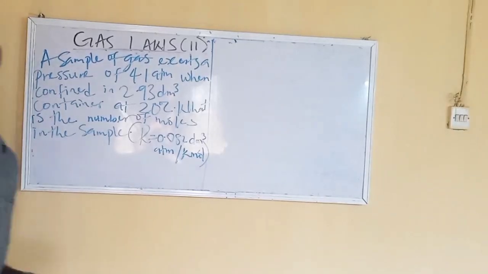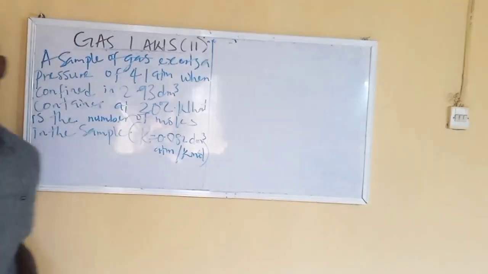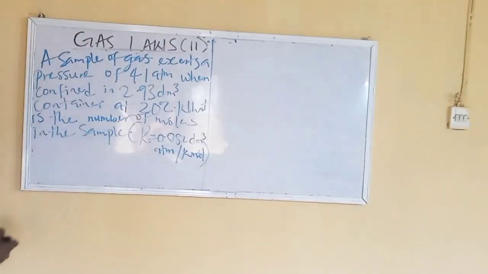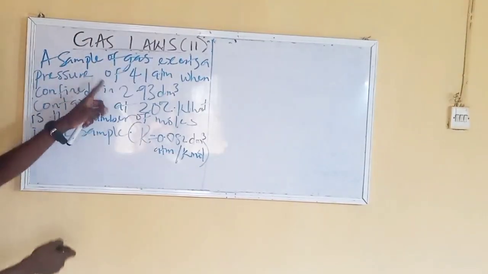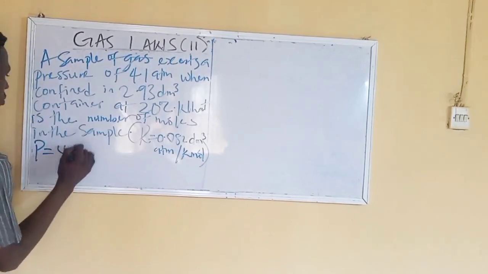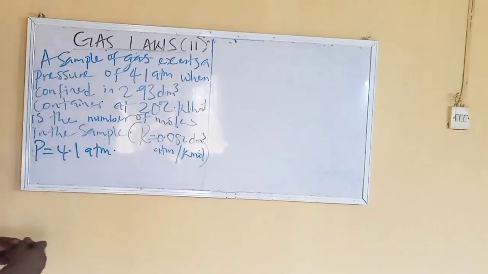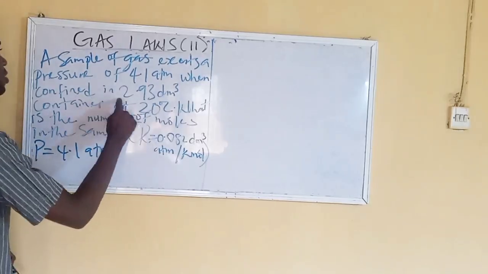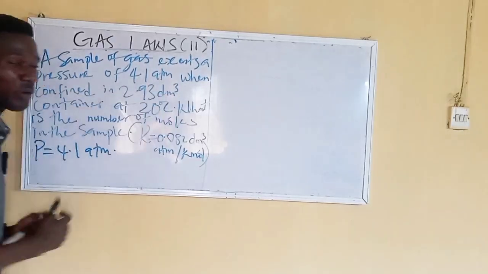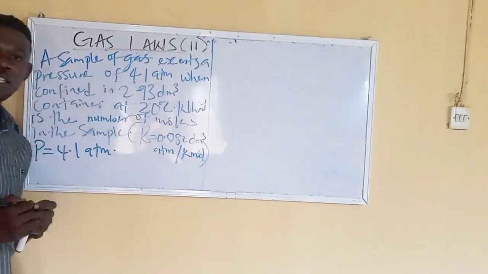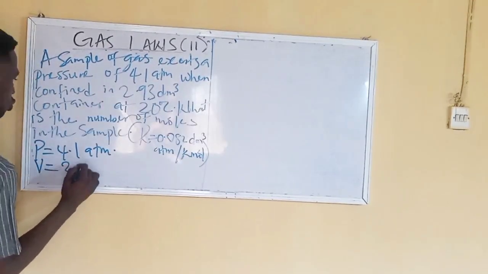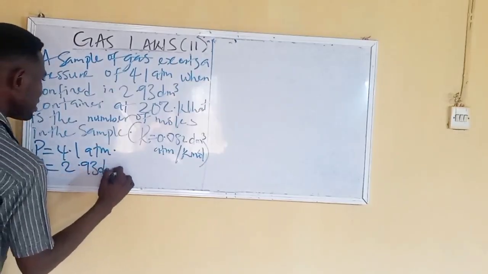So the first thing you're going to do, as far as any calculation is concerned, is write out the parameters. The first thing says the sample of gas exerts a pressure. That means our pressure, P, is 4.1 atmosphere. The next one, they said it was confined in 2.93 dm cube. This unit already tells you that dm cube is a unit for volume. So our V is 2.93 dm cube.